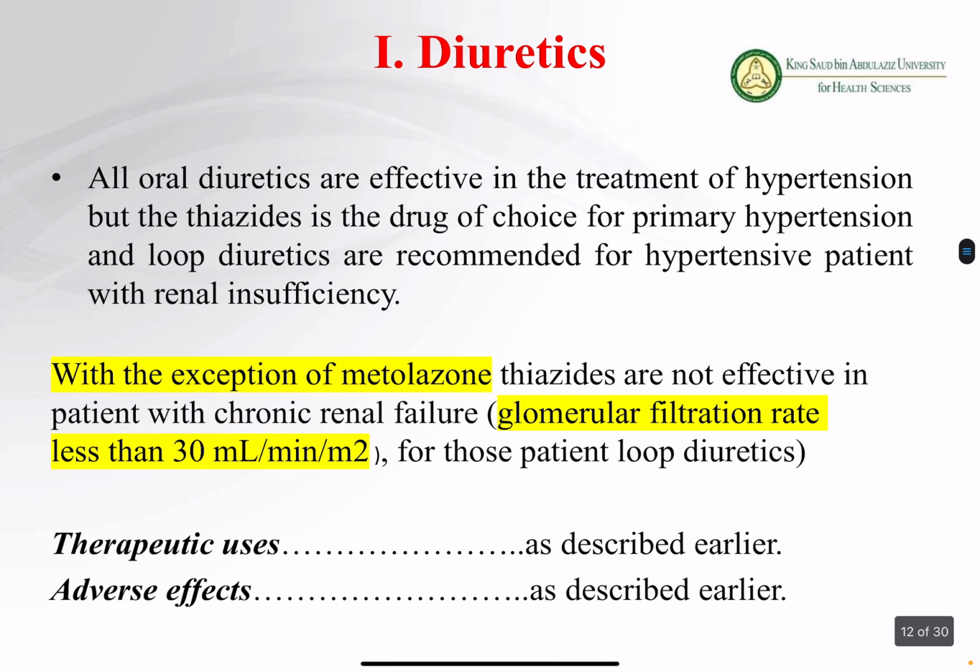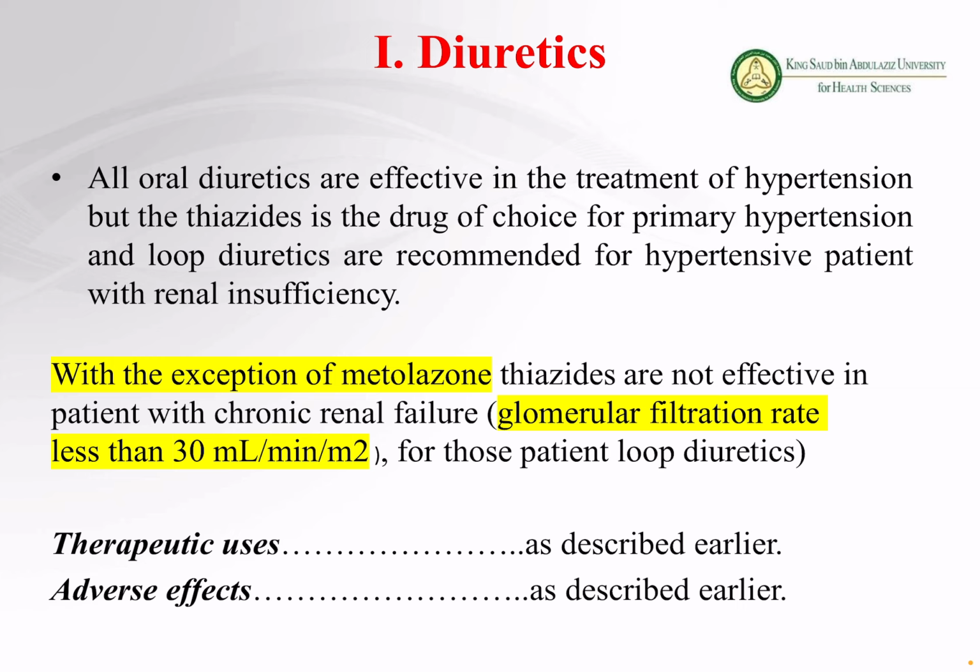We discussed that all oral diuretics are effective in the treatment of hypertension, but thiazide was the drug of choice. If you remember, I explained to you the reason why thiazide was the drug of choice. Okay. Then we discussed that the loop diuretics are recommended for the hypertensive patient with renal insufficiency. I already explained that with loop diuretic, there is an increased production of urine, and also the sodium excretion is too much. If you remember the figure we discussed in diuretics, that's why we prefer loop diuretic in hypertensive patients with renal insufficiency.